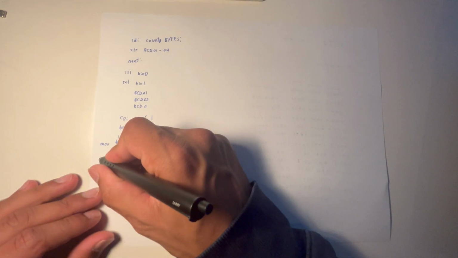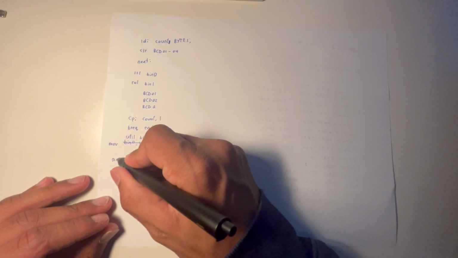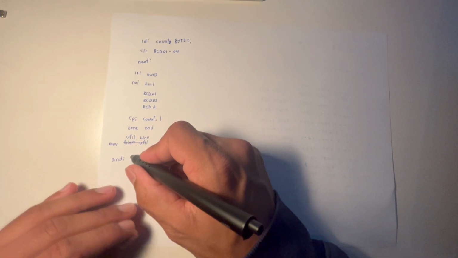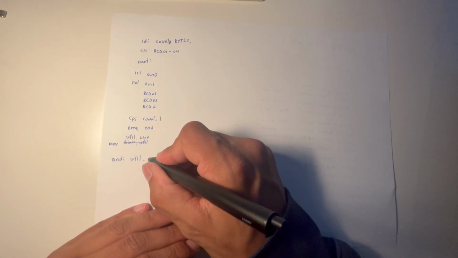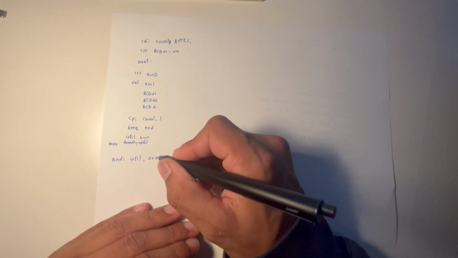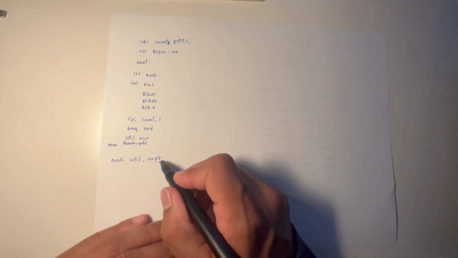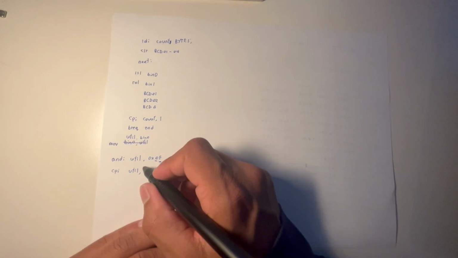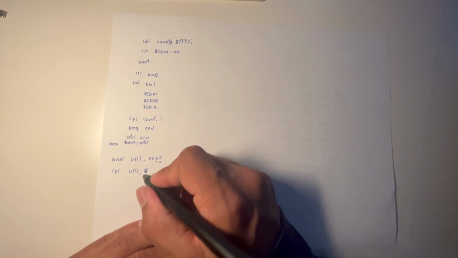And so we're going to AND it with a mask. Let's say we're doing the low nibble, we're going to do AND immediate, and we're going to AND the utility with all ones on the low side. So hex 0F. So it's going to wipe out the upper nibble, and it's going to guarantee that the lower nibble remains the same. Finally, we're going to compare that. We're going to compare with 5. So we're going to do utility compared to the number 5.